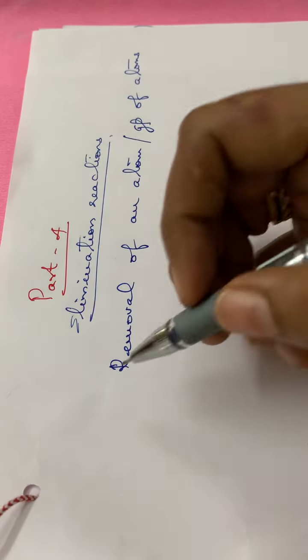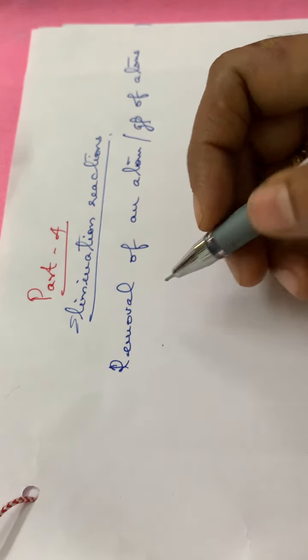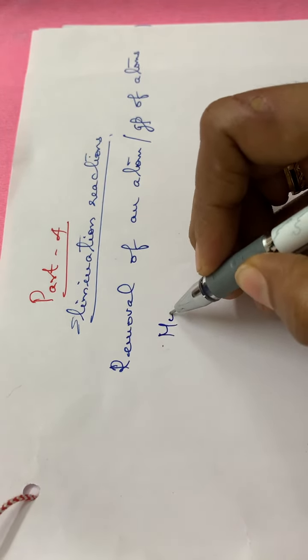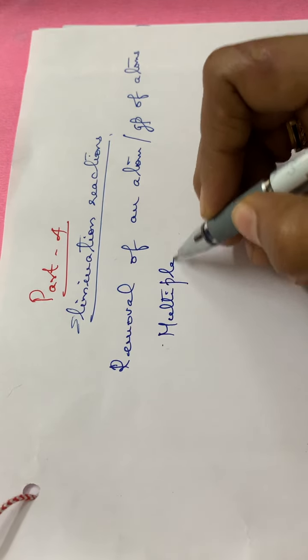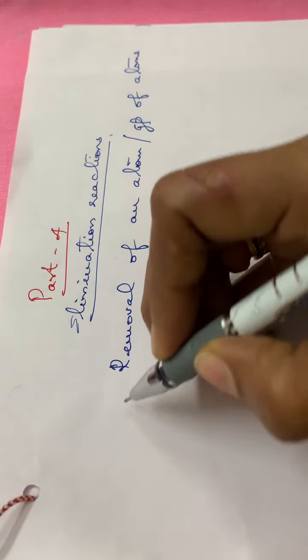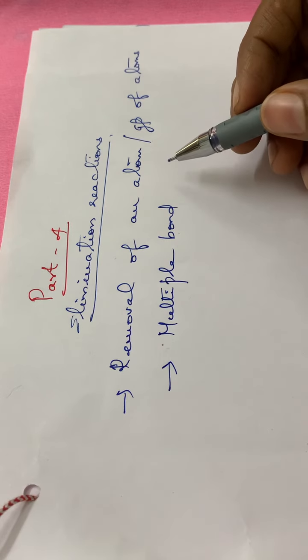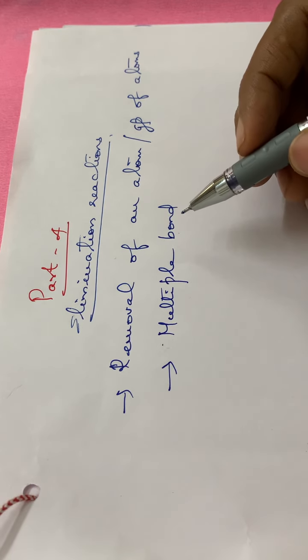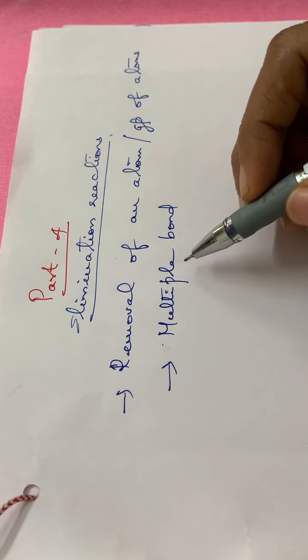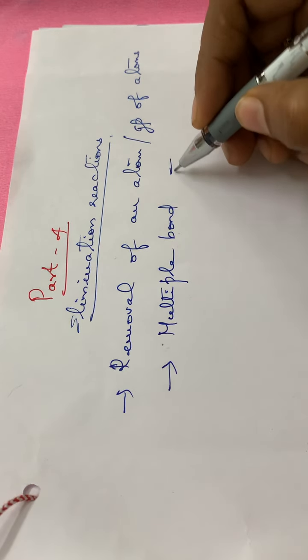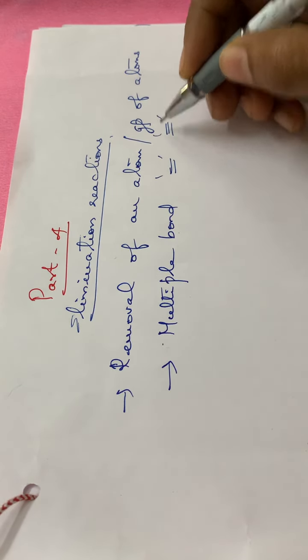And while the removal takes place, a multiple bond will be formed. So, two points you have to keep in mind. During the removal of an atom or a group of atoms from a molecule, there will be a multiple bond. A multiple bond can be a double bond or a triple bond.